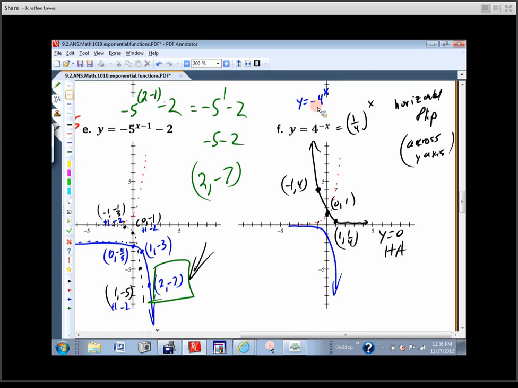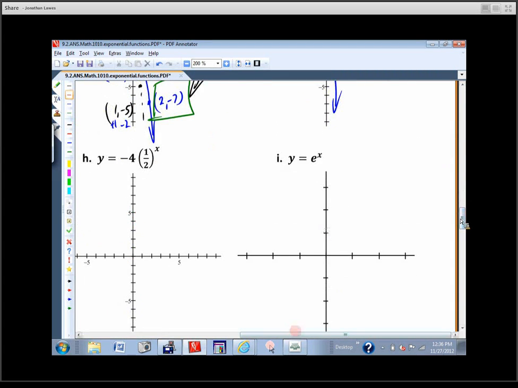Okay? So we want to understand the difference between multiplying the x by a negative and multiplying the function by a negative. Multiplying the x by a negative changes it in the x direction. It's a horizontal flip. Multiplying the function by a negative changes the y coordinate. It's a vertical flip. Okay? Got that? Okay.